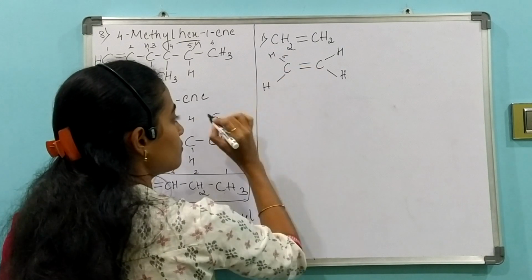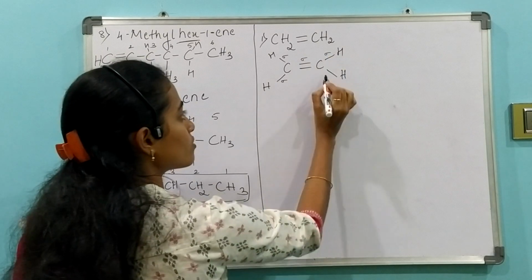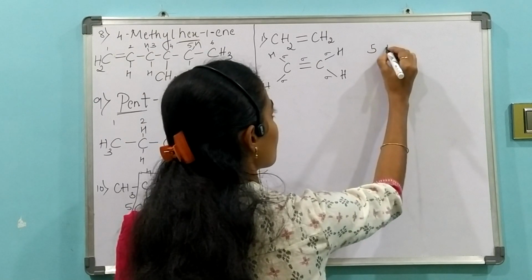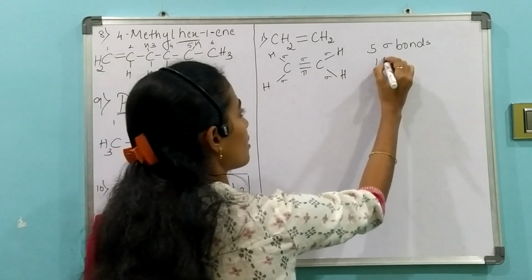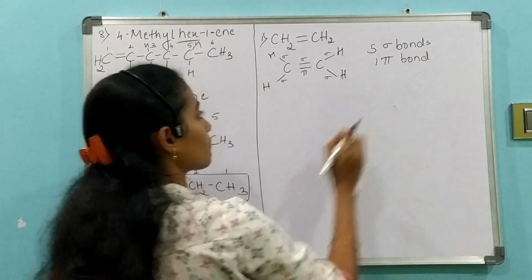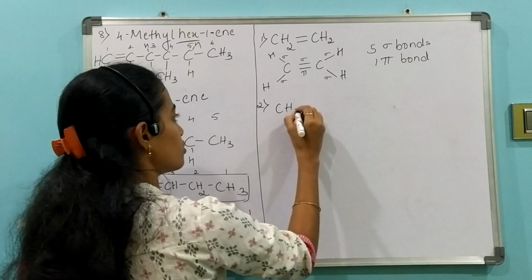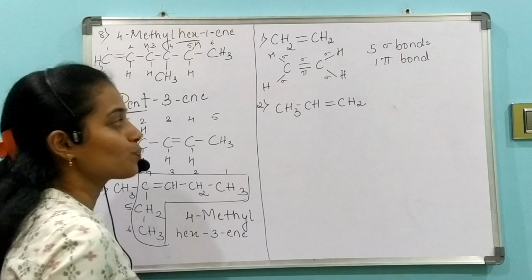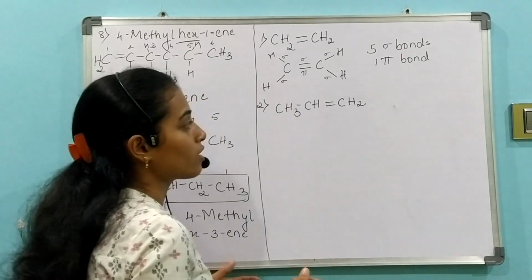You have sigma bond 1, 2, 3, 4, 5. You have 5 sigma bonds and only 1 pi bond. 5 sigma bond and 1 pi bond. Do the same thing for all the examples, whatever you have now. Go for CH3, CH, double bond, CH2. It is propene, correct? Am I right? Yeah, it is propene, or you can call it as a prop-1-ene.